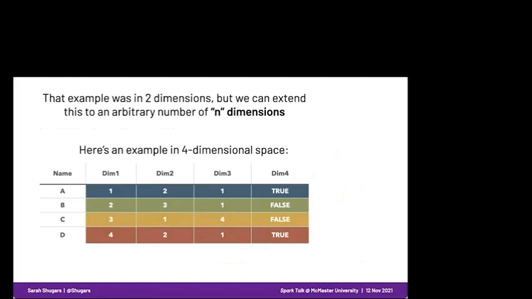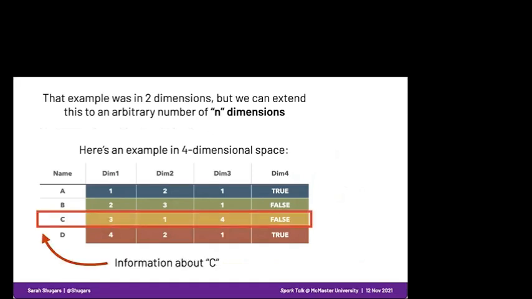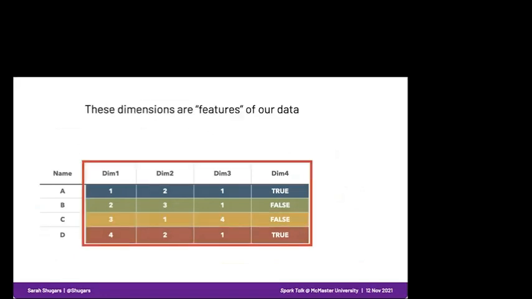So if we have four-dimensional space, we could have a much larger table where now we have, again, each row telling us information about a given observation, but it's giving us a vector, which is telling us a position in some four-dimensional space.